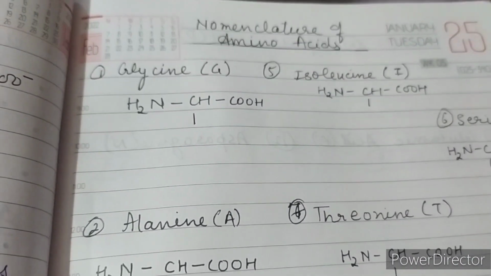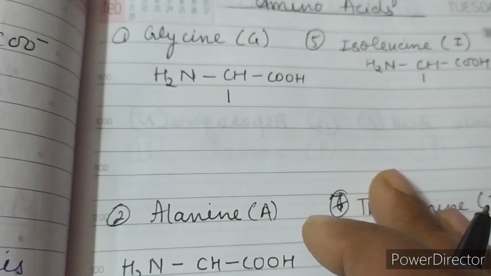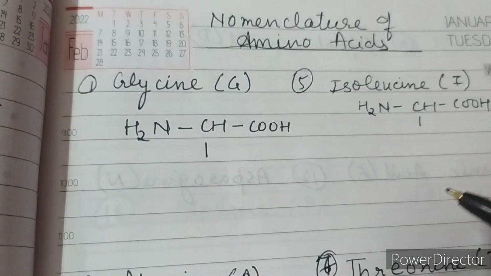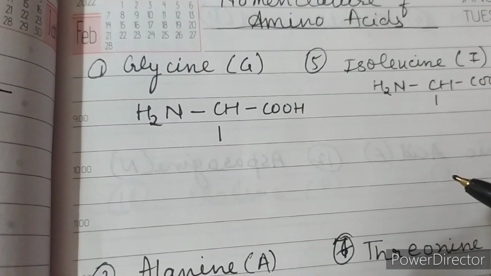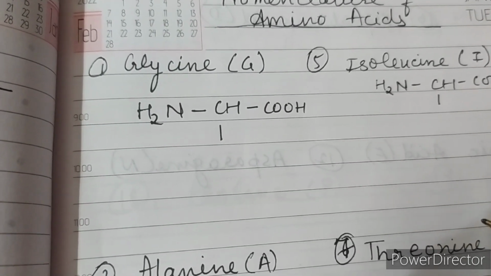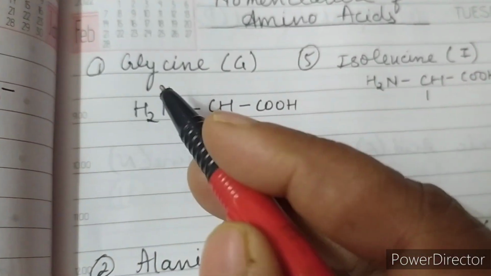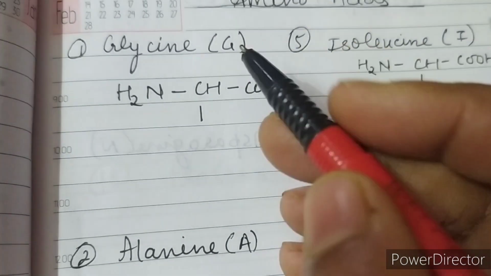Dear students, in this video we will deal with the nomenclature of amino acids. Amino acids, as they are also organic compounds, have a trivial or general name, and they are also known by their IUPAC names. But for the sake of convenience, their general names have been abbreviated as a 3-letter code, in which we use the first 3 letters of each general name, and they are also given a 1-letter code, which I have already written in the bracket.